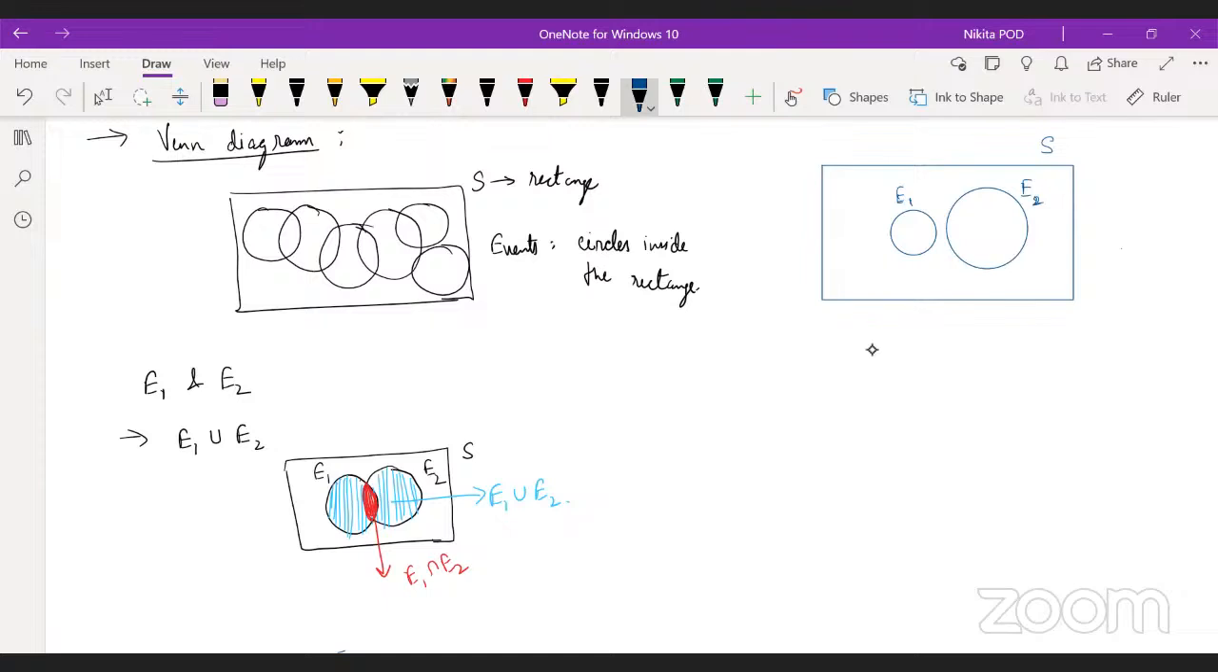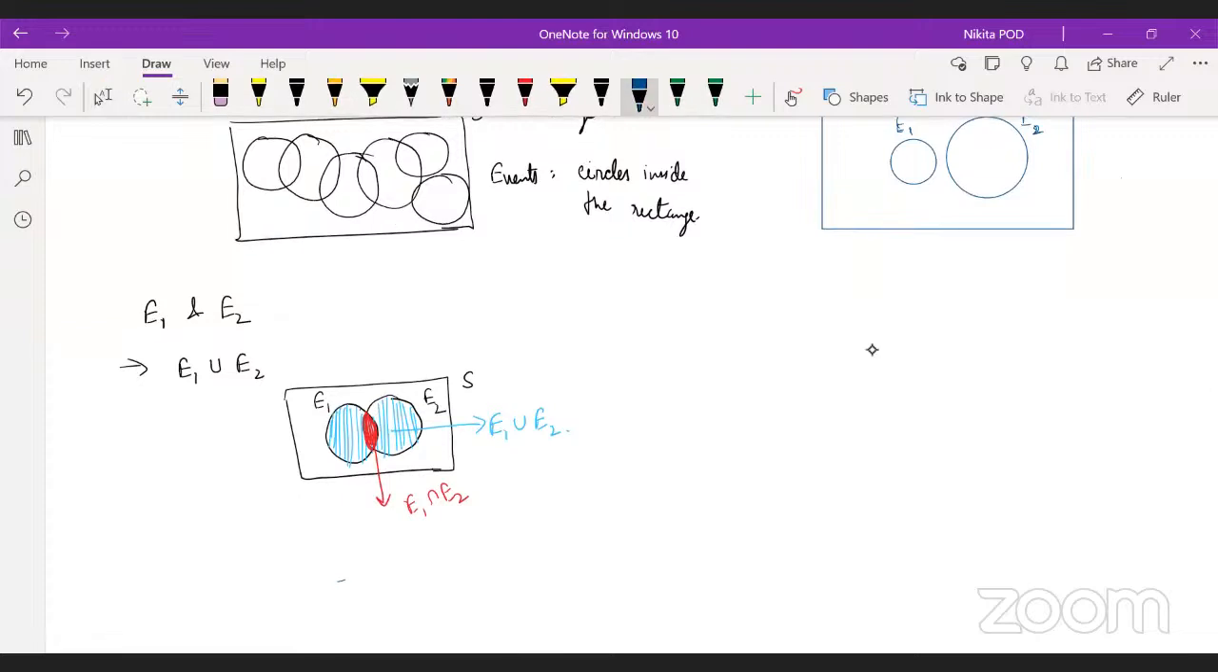For the union, you should take everything that is in E1 or E2, and that would be this blue shaded region. And when we talk about intersection, you look at this common area that is in both E1 and E2. So this common region is E1 intersection E2.